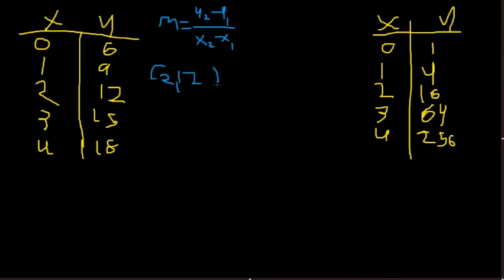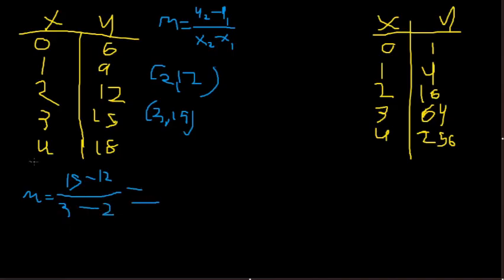Let's do (2, 12) and (3, 15). So let's plug that into this formula. So m equals 15 minus 12 divided by 3 minus 2. So that's going to give us 3 over 1, which equals 3. So the m is 3.